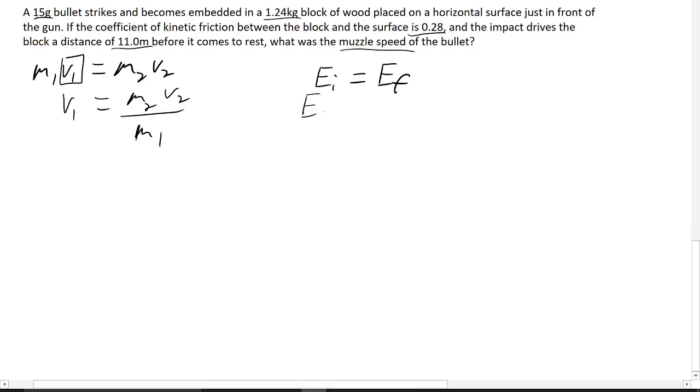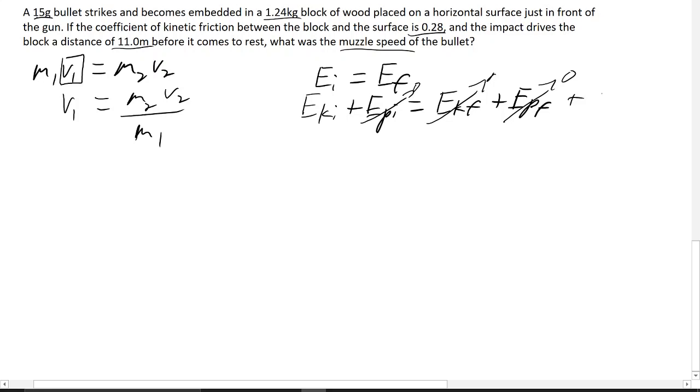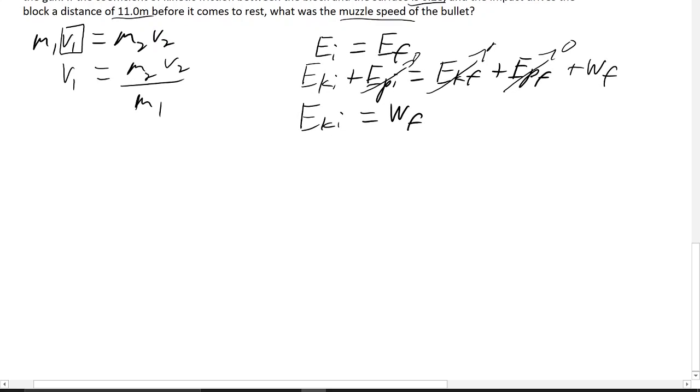So EKI plus EPI equals EKF plus EPF. So there's no EPI, there's no EKF, and there's no EPF. So does that mean EKI is equal to 0? Well, no. We can actually say that all the EKI has been converted into heat by friction, so it could just be the work of friction. So EKI equals work of friction.